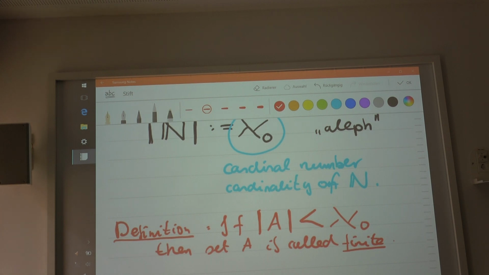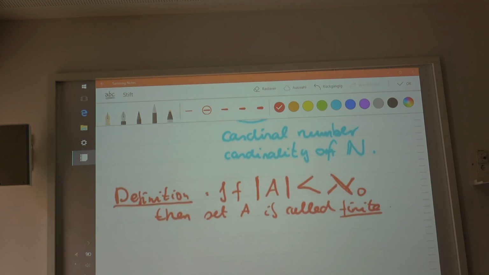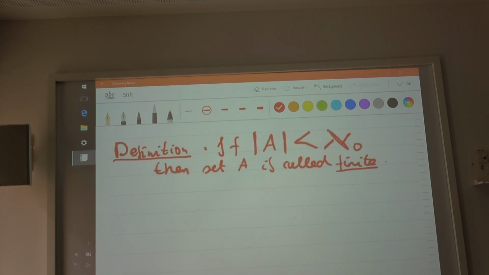It is strictly less than the number Aleph 0, which is a new number. This is a new concept that you might not be familiar with. Again, this is the Hebrew alphabet. That's actually where the name alphabet comes from: Aleph, Bet, these are the first two letters of the Hebrew alphabet.